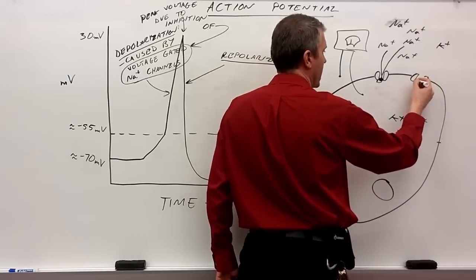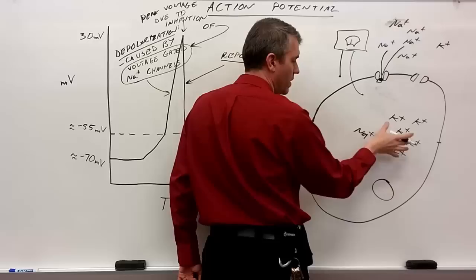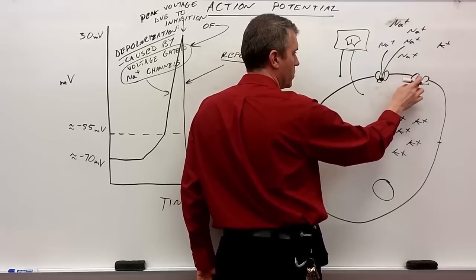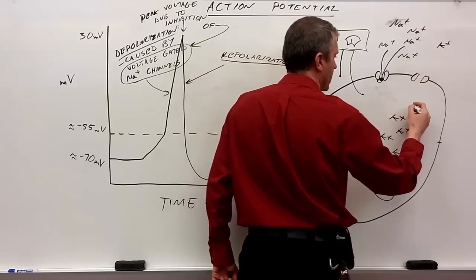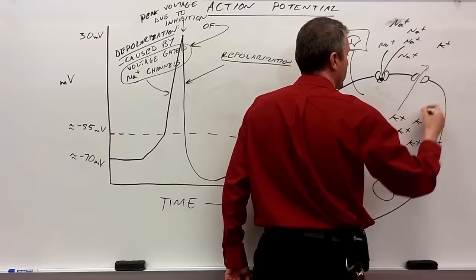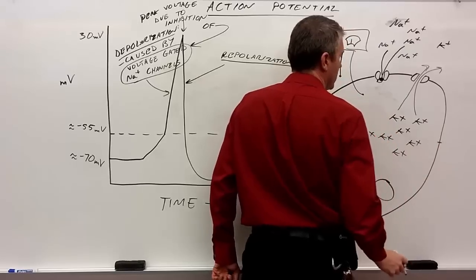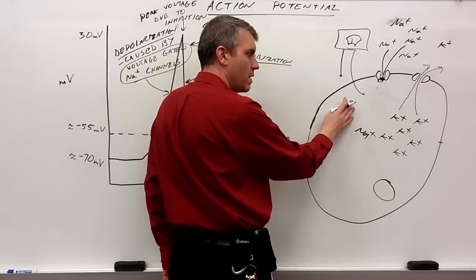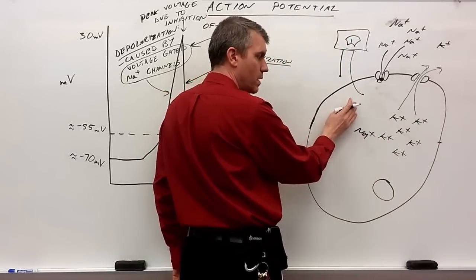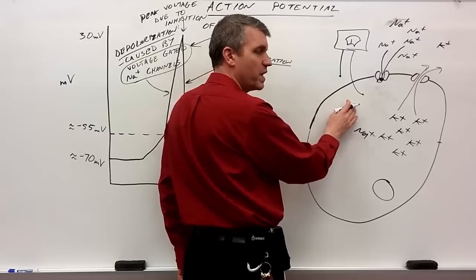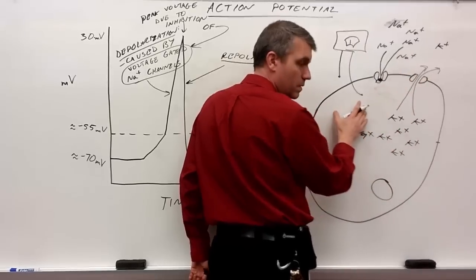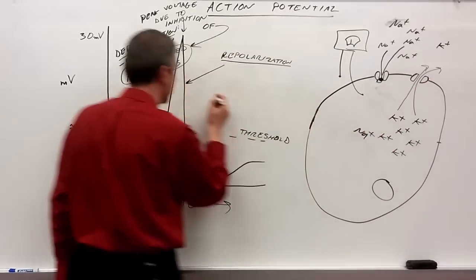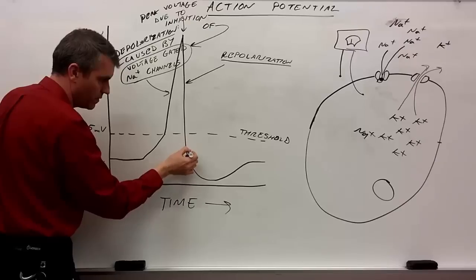And remember that potassium is at a higher concentration on the inside of the cell. So when this gate opens, the potassium diffuses quickly out of the cell. That's going to cause the voltage inside of the cell to become more negative because we're losing positive charges. So the membrane potential becomes more negative.